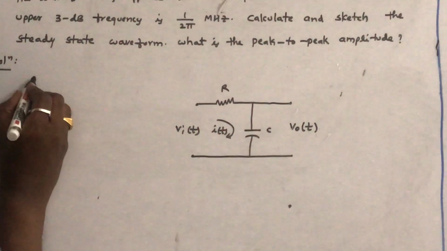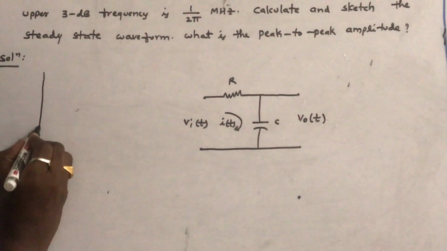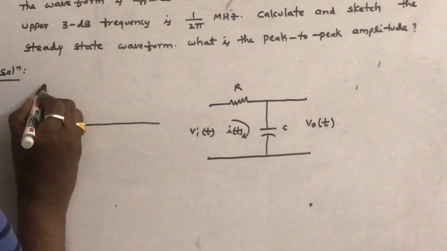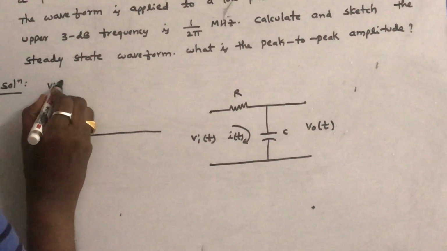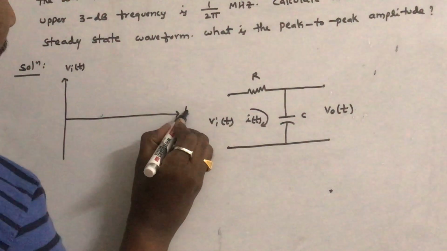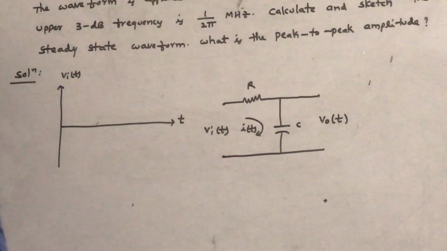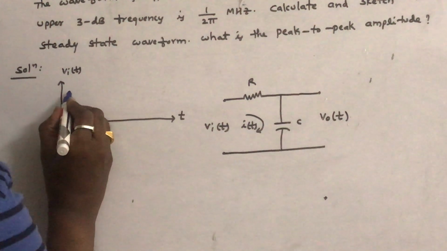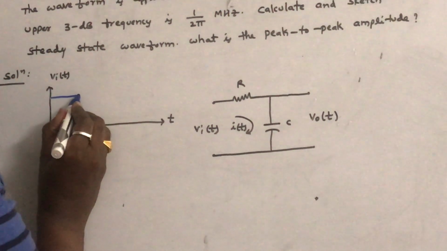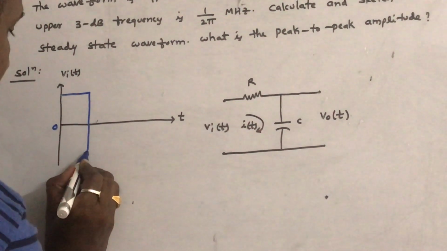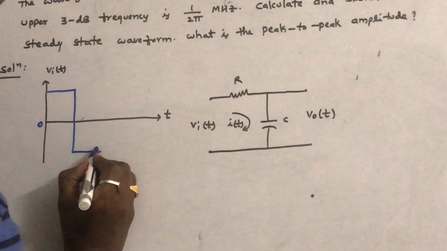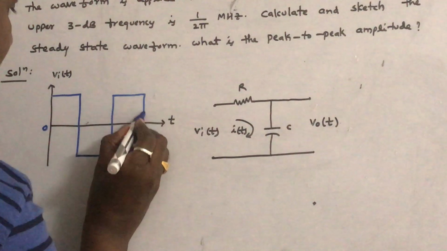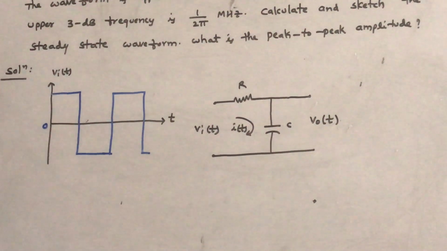For this circuit, what kind of input is given? We have to carefully draw. It is given that a symmetrical square wave is applied. So this is Vi(t) versus t. The given information is that the average value of this waveform is zero. What is a symmetrical square wave? The positive amplitude is equal to the negative amplitude, and the duration of the pulses T1 is equal to T2. That is called a symmetrical square wave. Remember that.